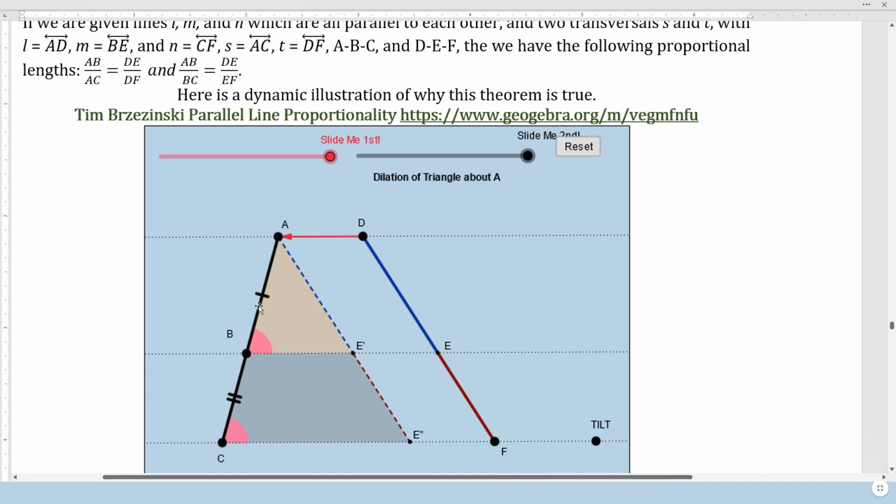The length of A to B divided by the length from A to C is the same as the length from D to E divided by the length D to F. And another way to look at it is this way: the length A to B divided by the length B to C is the same as going from D to E, dividing that by E to F. So this marks out proportional lengths.